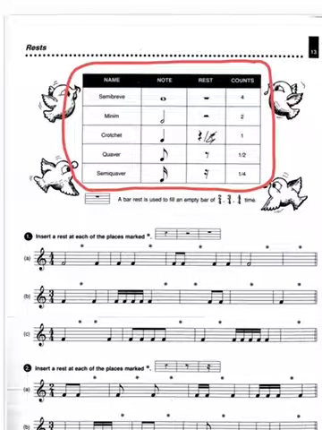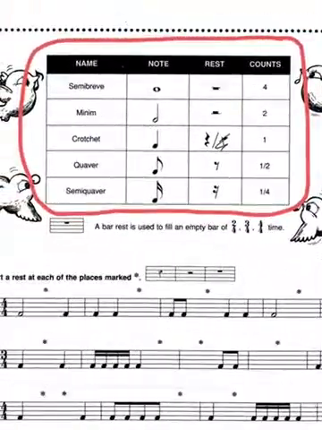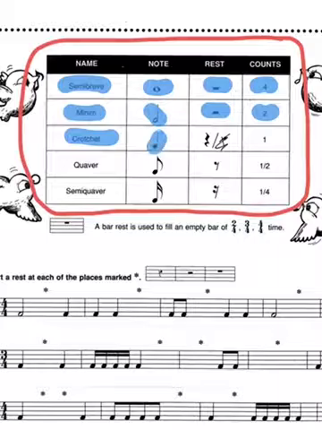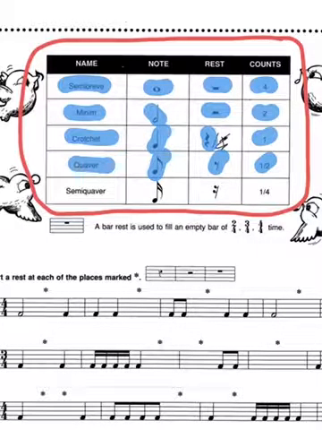So this is a very important table here that I suggest you memorize. This forms the foundational knowledge that you'll need to move forward with your music theory, specifically focusing on rests. So here we have the name of the note, how the note looks, the corresponding rest, and how many counts it's for. So there we have the semi-breve, the minim, the crotchet, the quaver, and the semi-quaver.